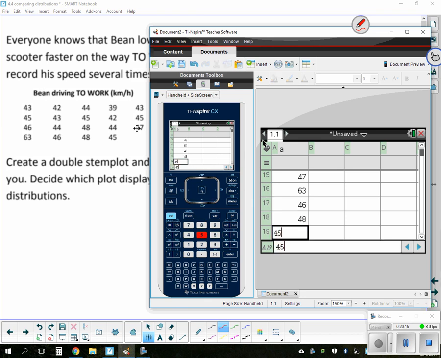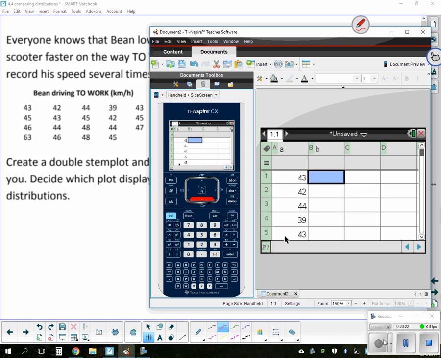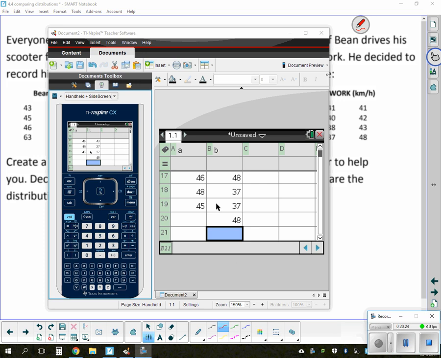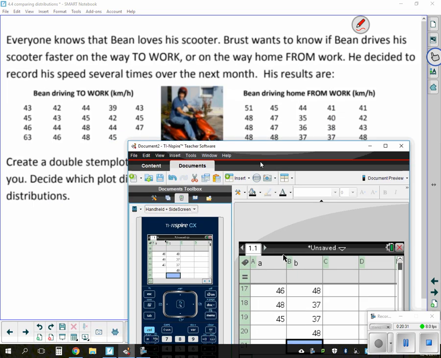Okay, and then I'm going to go to the B column and type my second set, and I'm just going to call that one B. Okay, so I have both lists in. Make sure you have the right number of data pieces in there. My second list had 20, my first list had 19. Make sure that is correct.